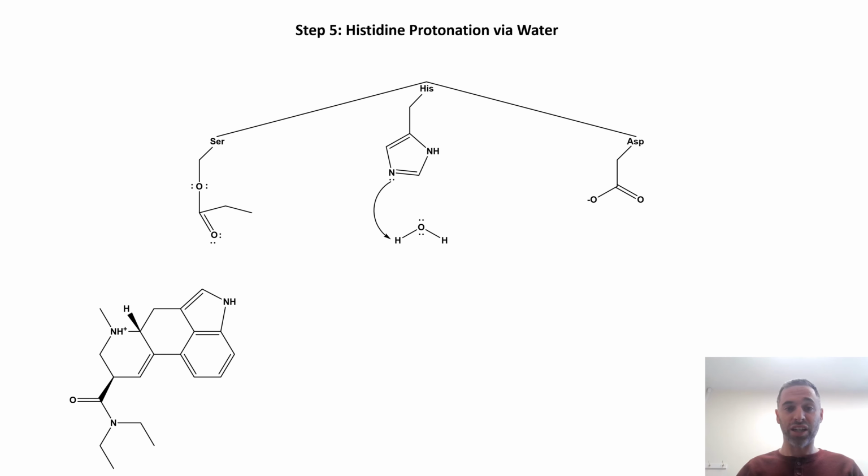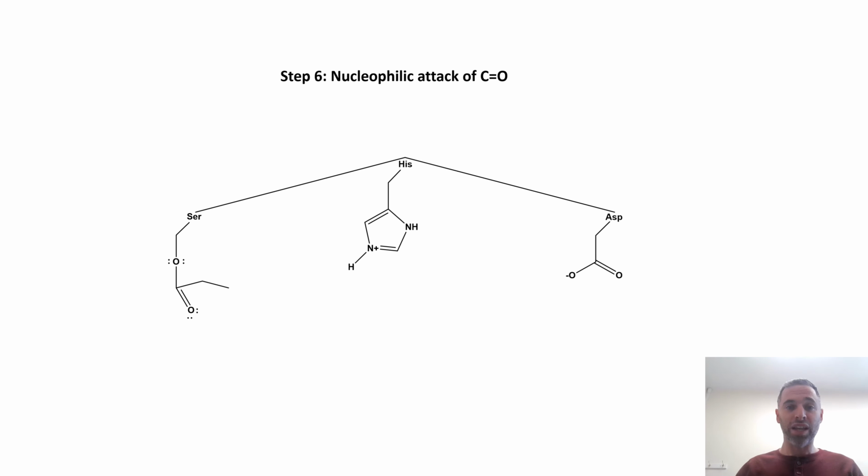One pair of electrons in the nitrogen will attack a hydrogen on the water molecule. That'll basically give us OH- to generate the nucleophile, and a protonated histidine. We then have a nucleophilic attack of the C=O by the OH- of the deprotonated water molecule. OH- will attack the C=O bond. The pi electrons will go onto the oxygen.